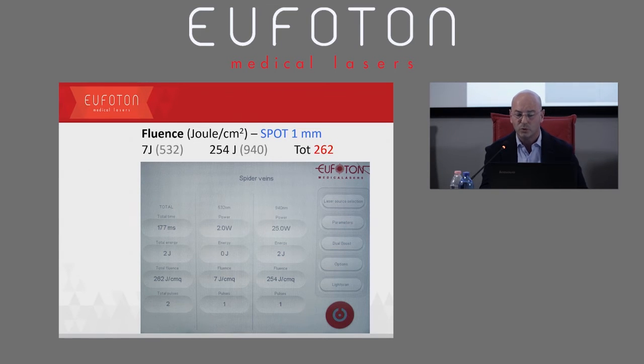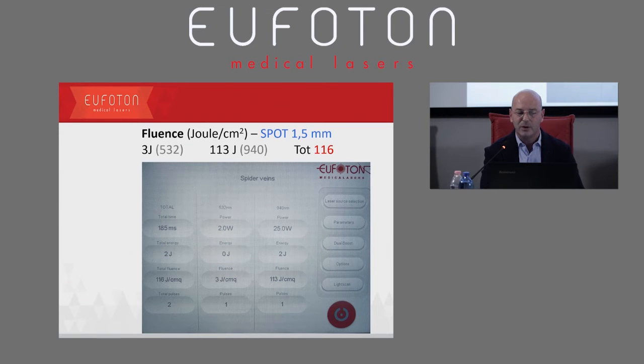Fluence. With a 1 millimeter spot, in total, it's 262 joules. So it's only rounded figures, you know, so that's roughly the total. It varies a lot if the spot is widened to 1.5 millimeters, so it would be less than half, 116.